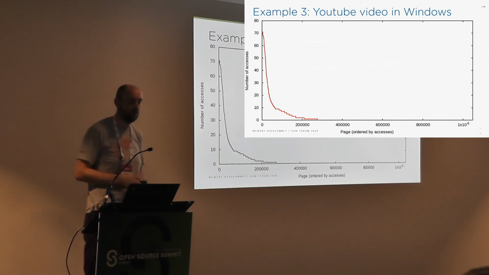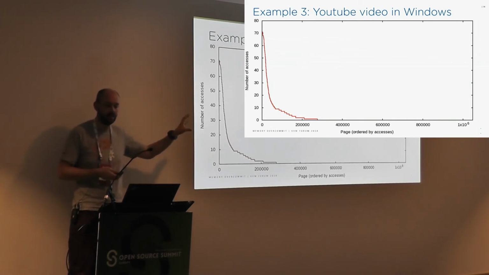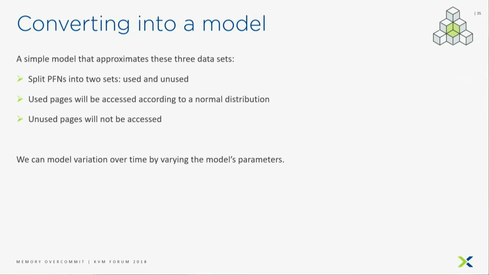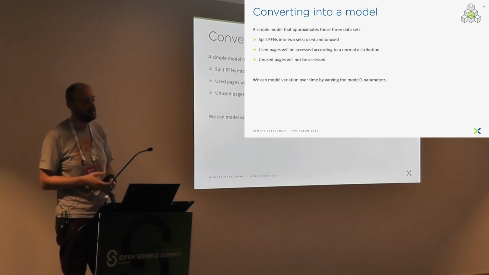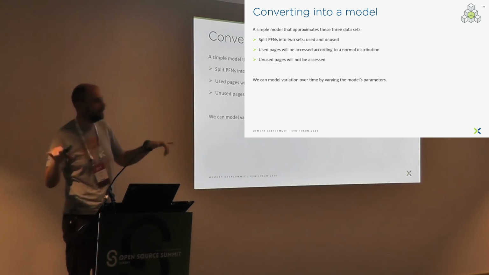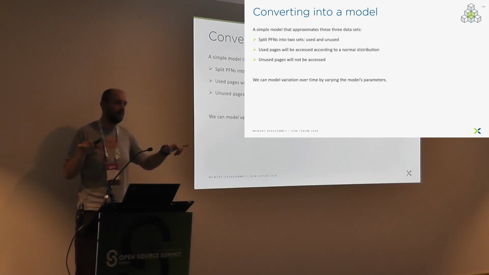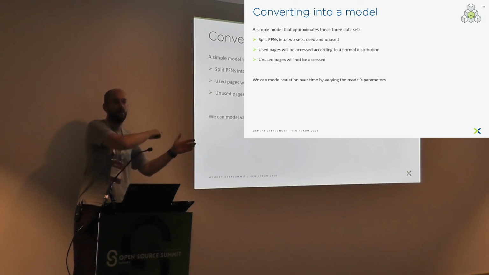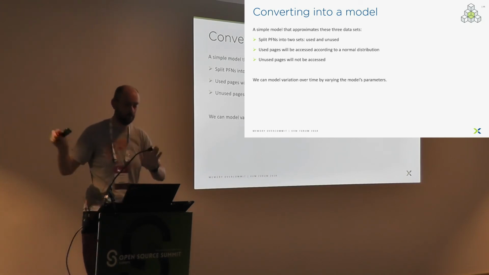So we've got these three examples, these three real-world scenarios where I've got real data, and I've tried to summarize it into this form. Can we build a model from this that we can use for our simulator? Well, all of them have very similar shapes, and I'm proposing that we can model this by firstly splitting our pages into two sets, the used pages and the unused pages, and then for the used pages, we can select pages that our workload is using by using a normal distribution. For our unused pages, we don't touch them.